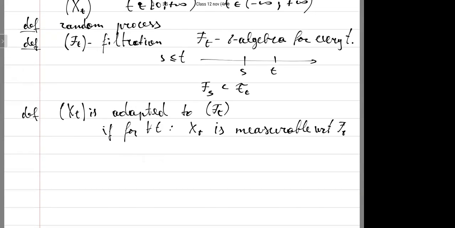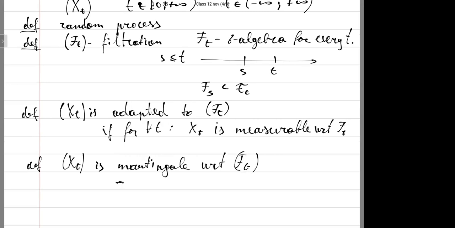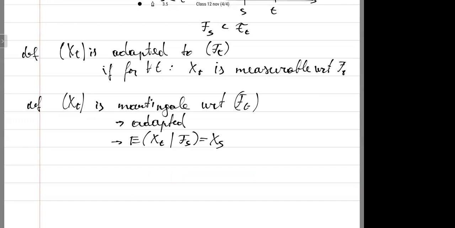What else do we have? A martingale. Xt is a martingale. So basically all definitions are the same, just to recollect them. Xt is a martingale with respect to Ft. So it should be adapted, plus the expected value of some future X given Fs is just Xs. And we have a stopping time.